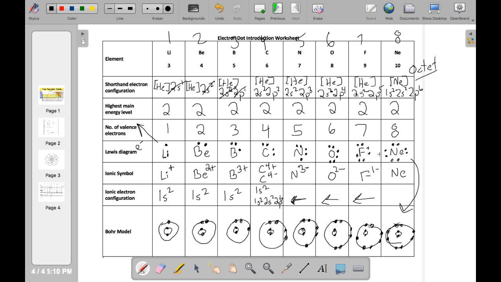So that's a real brief introduction to these electron dot models. Next video, we're going to go a little bit more in depth, and then probably make a few more videos just on all the different aspects of writing out these dot diagrams and then Lewis structures.